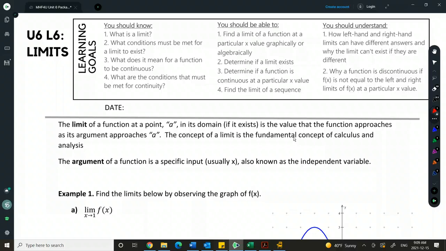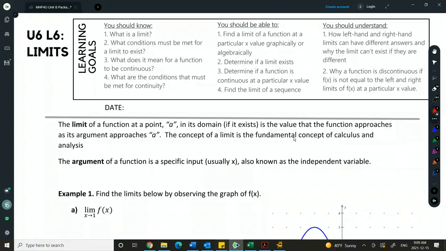We can also calculate limits of any functions at any point A in the domain. And essentially, it's just the value that the function approaches. That's the idea of a limit. What value is being approached? So we call it the argument. So what is the value that the function approaches as its argument approaches A? That's what we call it, argument.